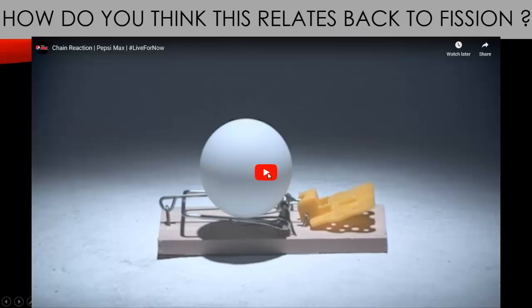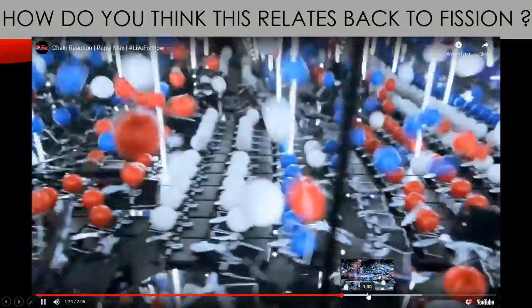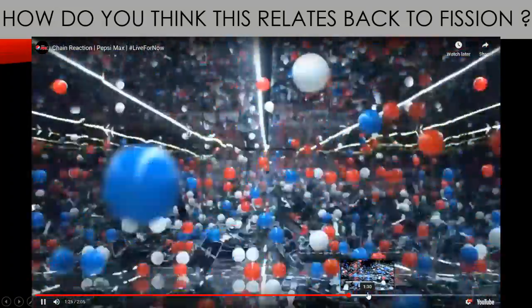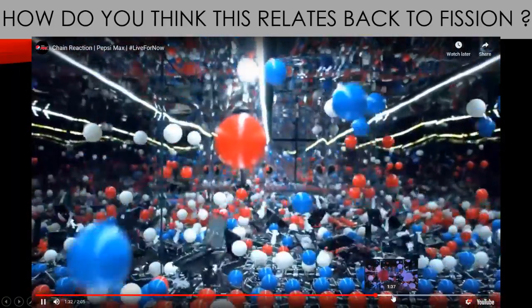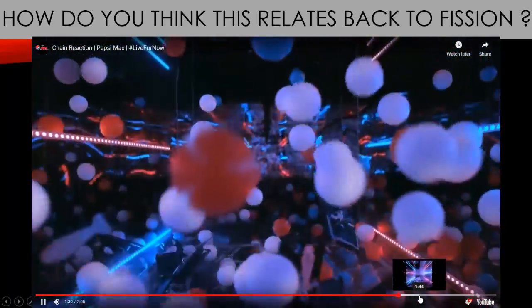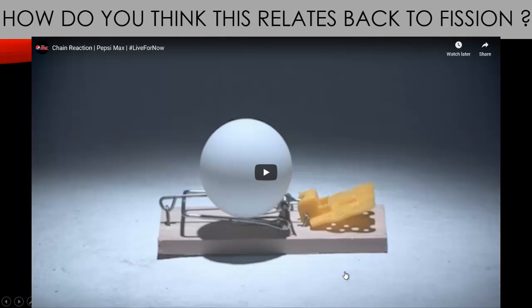Just like with this video here, the process stops as soon as you run out of stuff that you can break apart. And that's going to happen once you get to things that are stable. You run out of neutrons flying around, or you run out of energy. Notice how once the ping pong balls are all sitting there on the ground, process is done.